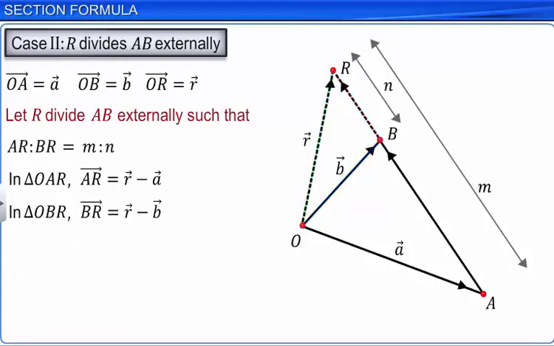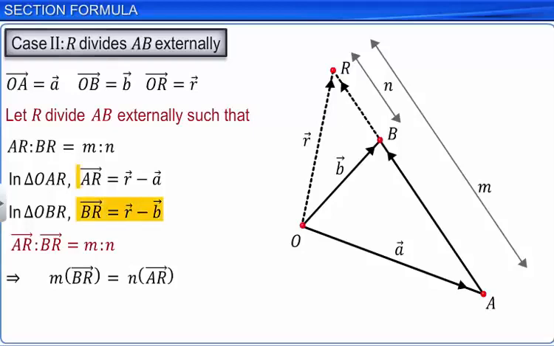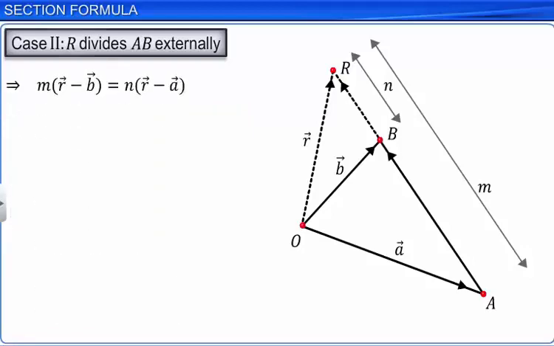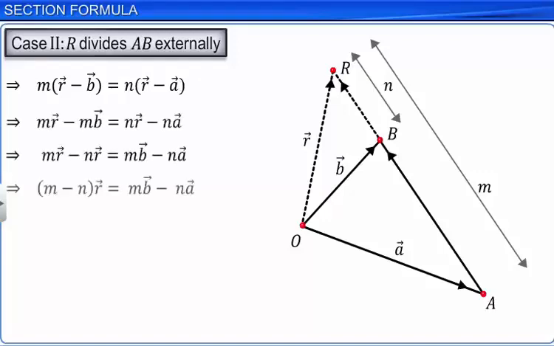Since the ratio AR is to BR is equal to m is to n, we can say that m into vector BR is equal to n into vector AR. Let us substitute the values of vectors BR and AR in the equation. On simplification, we get vector R is equal to (m into vector B minus n into vector A) divided by (m minus n).